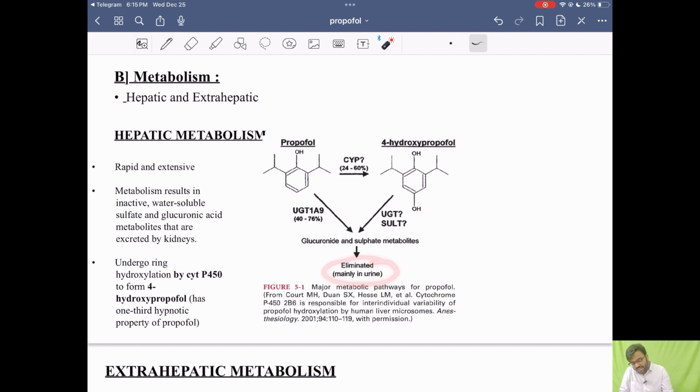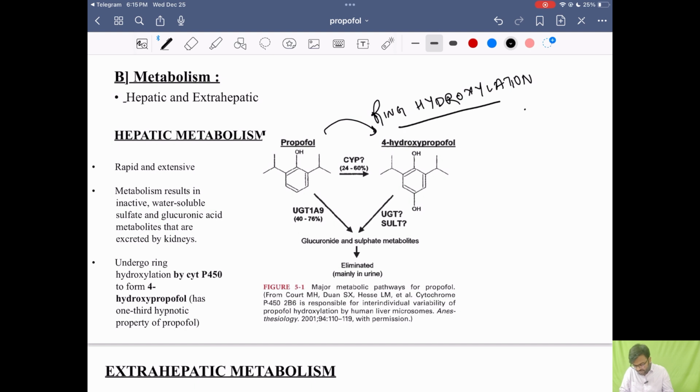The other pathway is that it undergoes something called ring hydroxylation. It either undergoes ring hydroxylation.